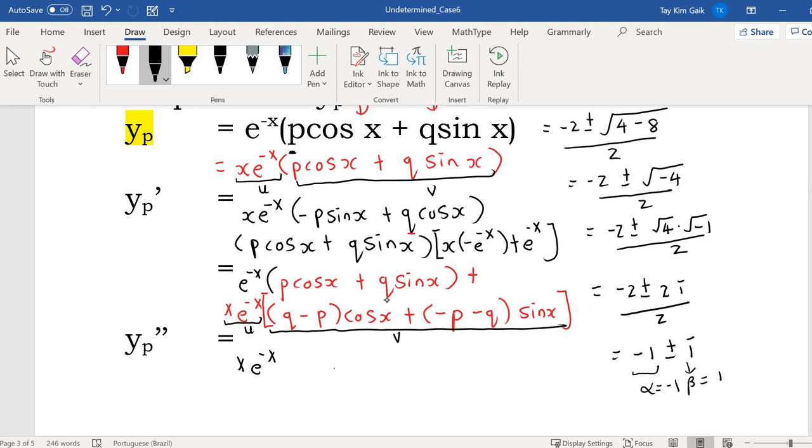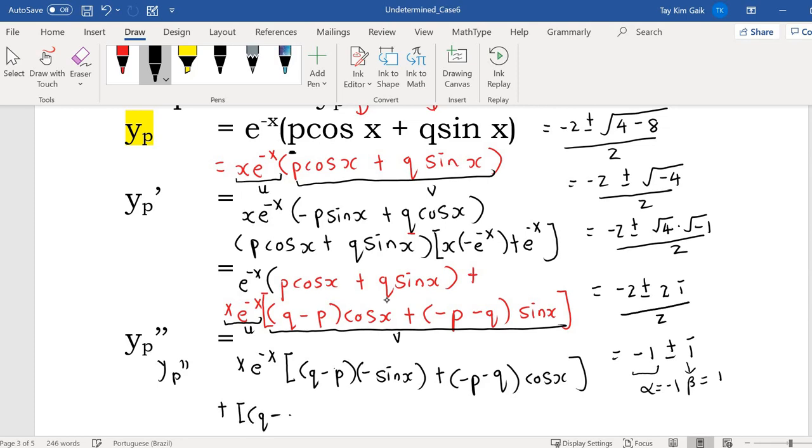This is the second derivative, y p double prime. x, u, and then v prime. Differentiate cos, which is negative sin x, plus negative p, negative q. Differentiate sin is cos, positive cos x. Okay, this is u v prime. Then plus v, which is q minus p cos x plus negative p, negative q sin x.